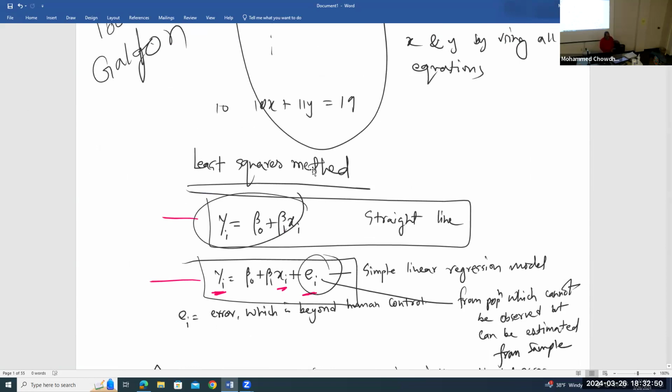Now, suppose I have given data: yi is my weight, xi is my height. Usually higher height, higher weight, right? So suppose yi and xi are given: 160 lb at 5 feet, 200 lb at 5.5 feet, 140 lb at 4.5 feet. X and y are given. By using this x and y, I need to estimate beta 0 and beta 1. Are you understanding?